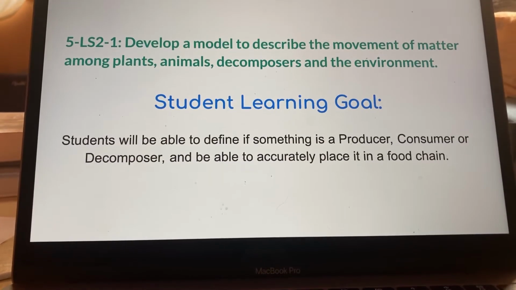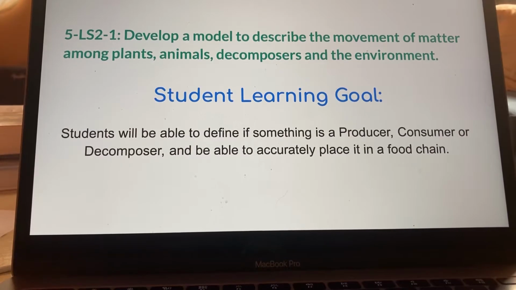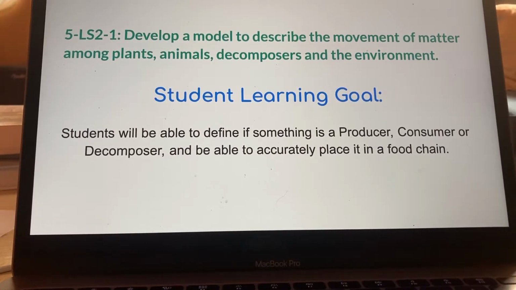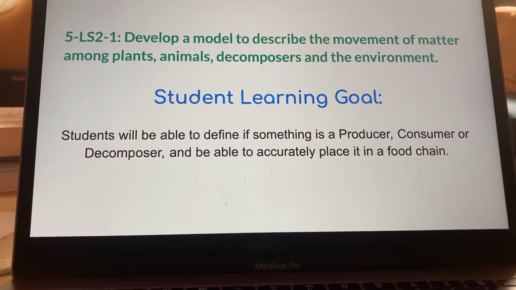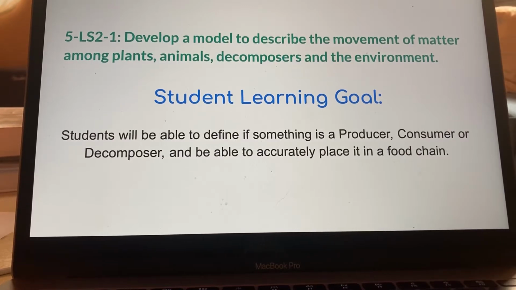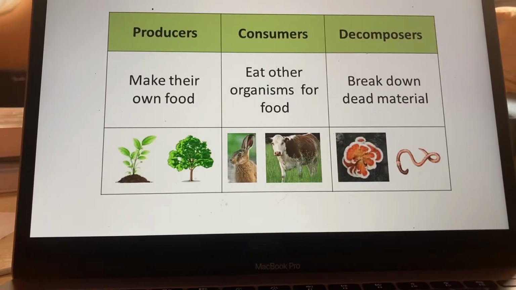The learning standard is 5-LS2-1. Develop a model to describe the movement of matter among plants, animals, decomposers, and the environment. The goal that I have for students, I hope that students will be able to define if something is a producer, consumer, or decomposer and be able to accurately place it in a food chain. And this is where I would start my lesson.